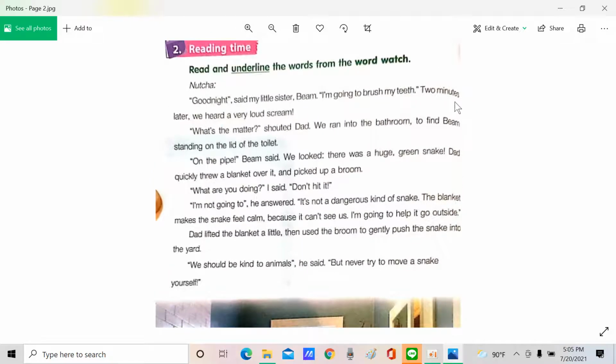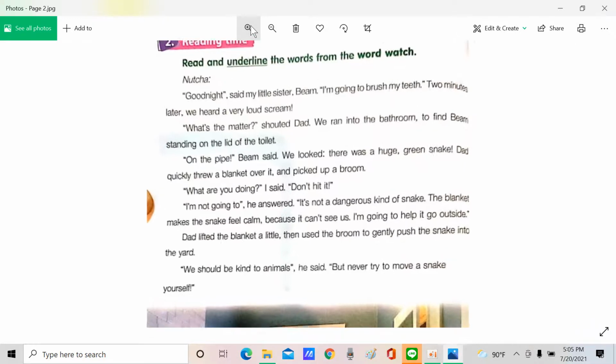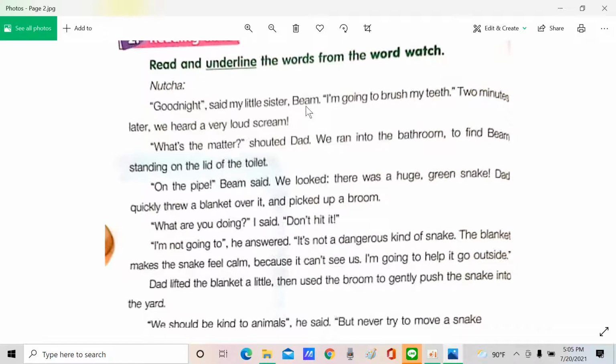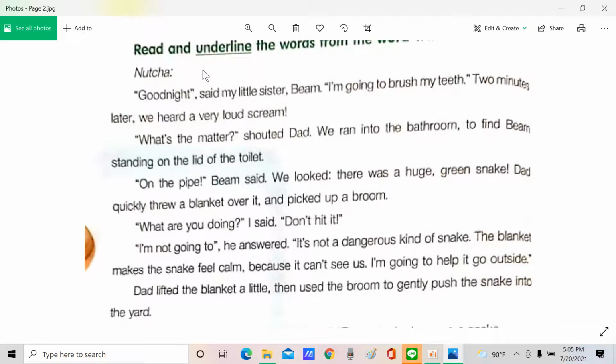And then if you see the words from the word watch that we have just done, you can underline those words. Now, Natcha is one of the characters in this story. Natcha is a girl name, I think. So Natcha is saying, "Good night," said my little sister Beam. So Beam is the little sister of Natcha. So Beam said, "Good night. I'm going to brush my teeth." So Beam said that she's going to brush her teeth.